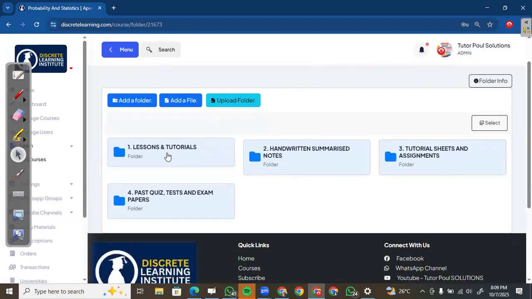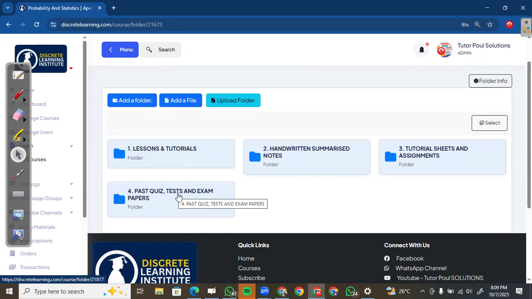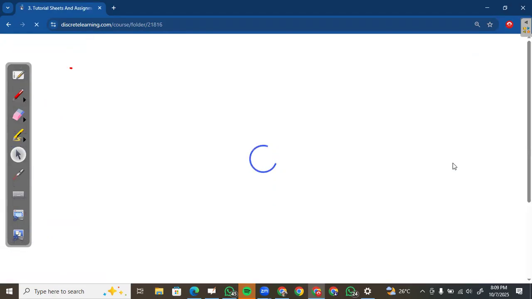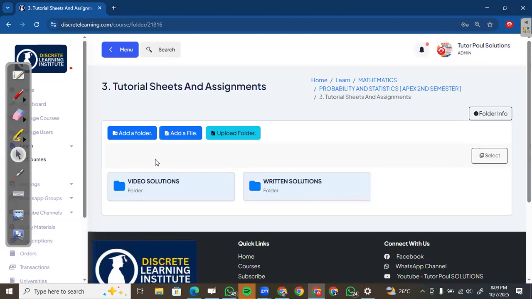You're going to find lessons, tutorials, handwritten notes, tutorial sheets, and past papers. We have some past papers here that we solved for quizzes, tests, and exam papers. And then here we have the tutorial sheets. If you're interested in the tutorial sheets, you open this folder, and you're going to find the video solutions or written solutions. You go to the video solutions because this is the video.